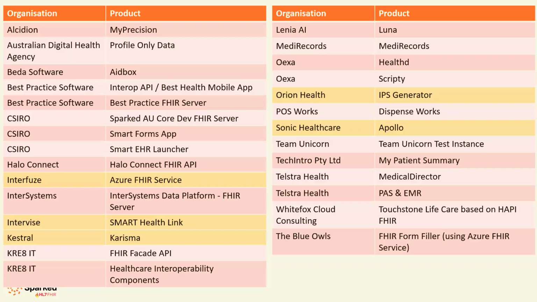The 5 new systems we've got results from were Interfuse with their Azure Fire service, Intervise with the Smart Health Link, Kestrel's Charisma, Orion Health, who brought in the IPS generator they're working on, and Sonic Healthcare's Apollo, where we got some additional results in AU Core that we hadn't yet seen anything from before. So that was really interesting to have a look at.